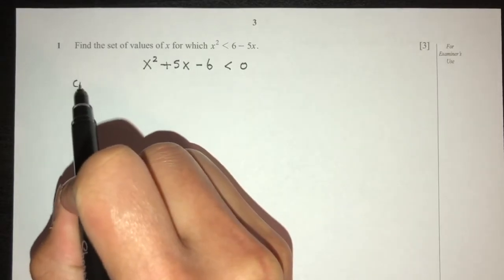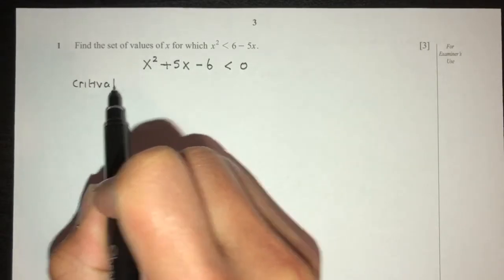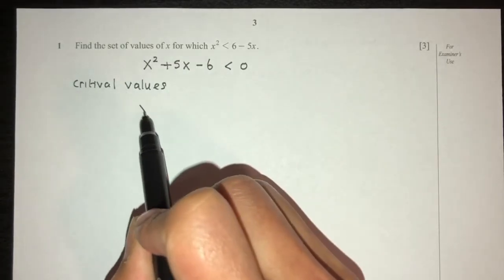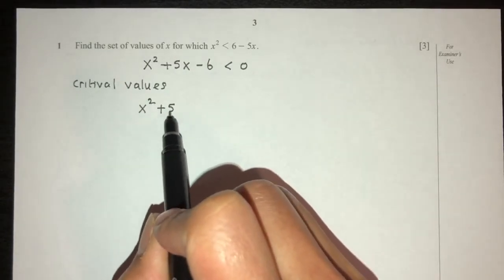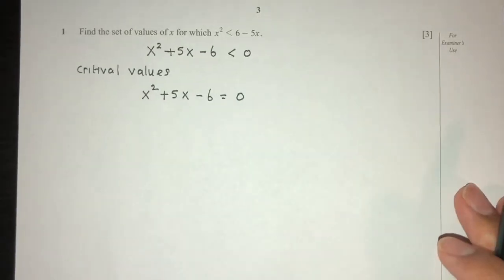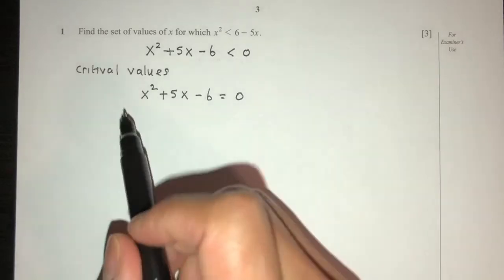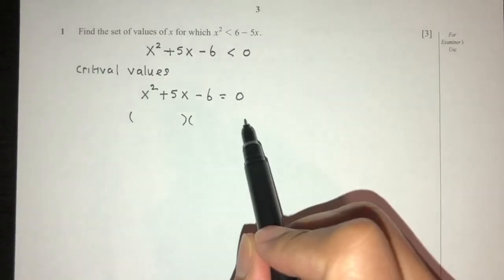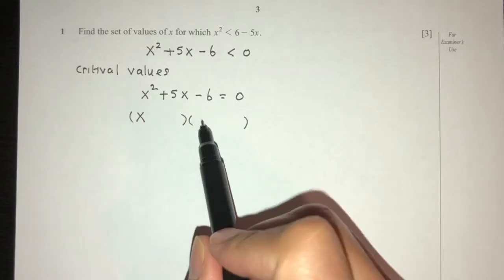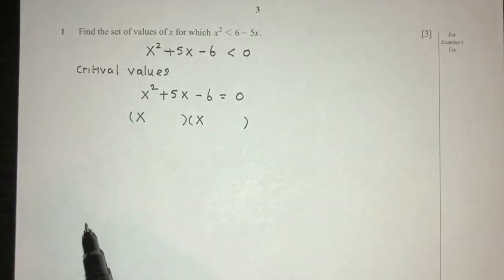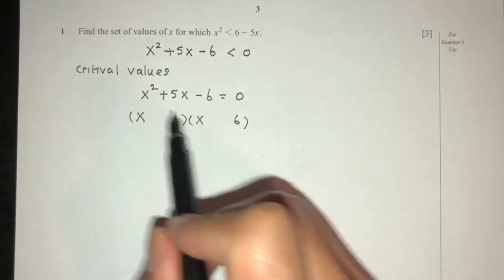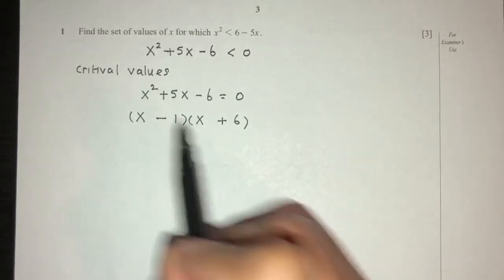Now we have to find the critical values of x. Basically, take the same equation and write it equal to 0. Now we have to solve this to find the values of x. This one can be factorized. Here we have x times x. 6 is 6 times 1. To get plus 5, we have to have plus 6 minus 1, right?